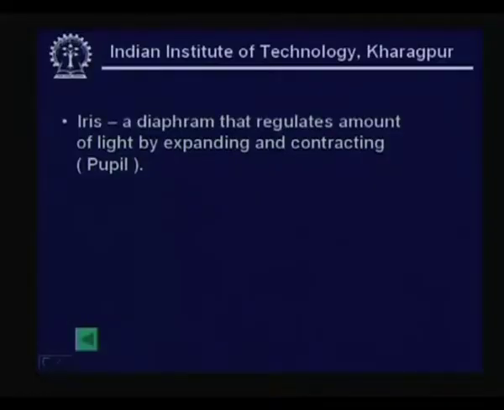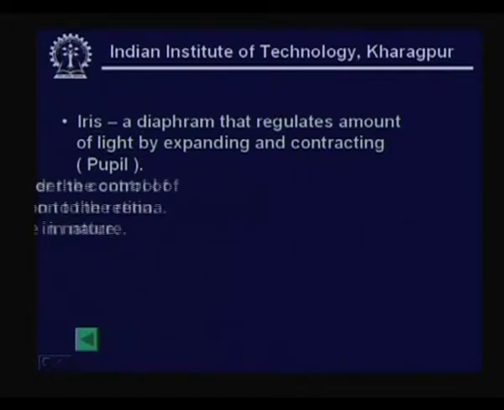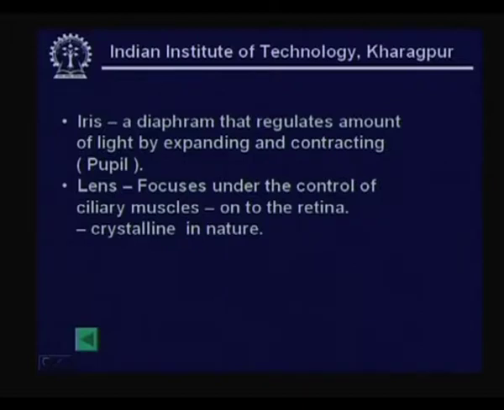Now, what is iris? Iris is a diaphragm that regulates the light entering the eye, and it does so by expanding and contracting the pupil. We have seen the pupil is supported by a set of muscles and it is able to do that. So, iris is the most important component which enables light to be brought into the human eye. Then you have lens, which is crystalline in nature. This focuses onto the retina. Now, this lens is distinctly different from a lens in a camera in the sense that it is somewhat flexible.